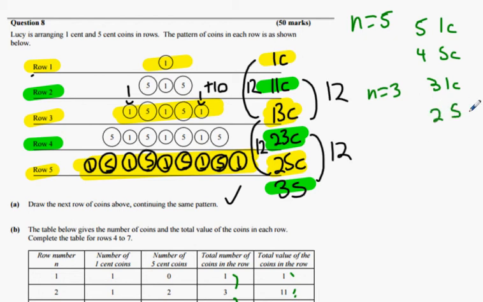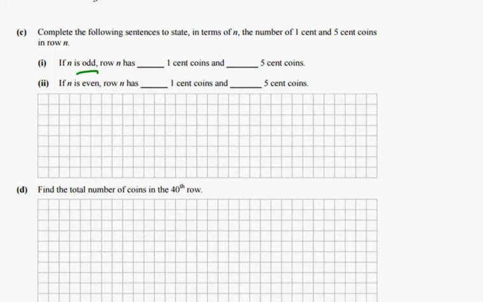2 5-cent coins. Now what this means is that a row number of 3 automatically has 3 1 cents. Would you agree with that? Row number of 5 automatically has 5 1 cents. Therefore, a row number of n will have n 1 cent coins. Basically, if the row number is odd, it equals the amount of 1 cent coins you have in that row.